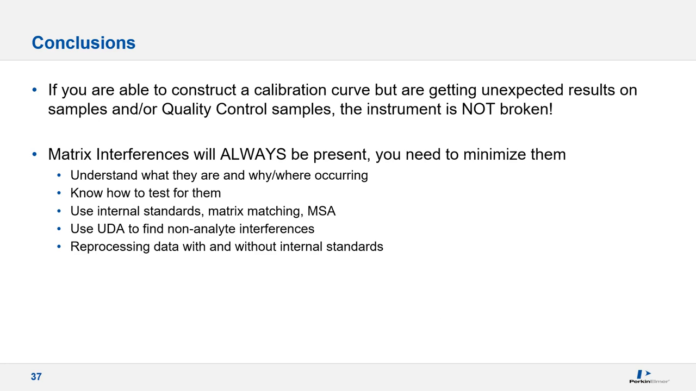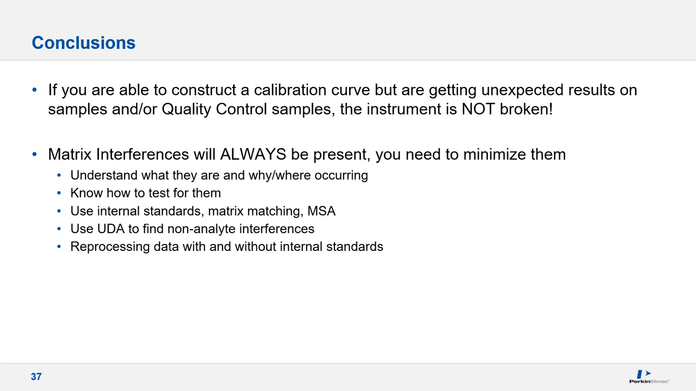Finally, I'd like to make a couple rather simple summary statements. First of all, if you are able to get a signal and construct a calibration curve, but are not getting the expected results on samples and/or QC samples, this does not mean that your instrument or the hardware is broken. Generally, 95% of the time, the weird results are due to something else.